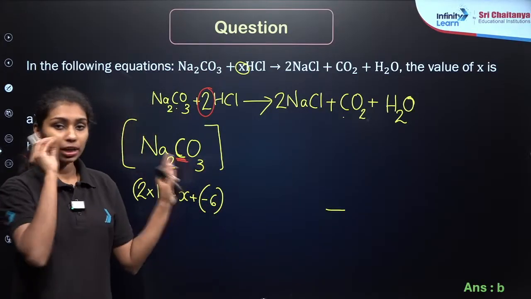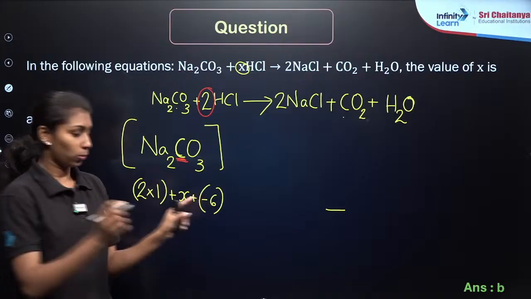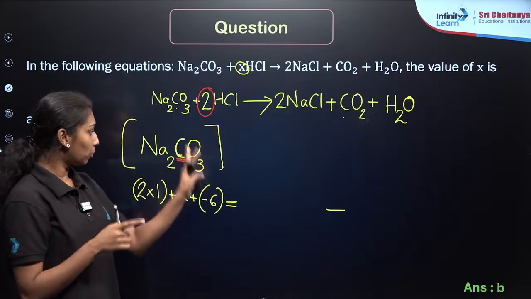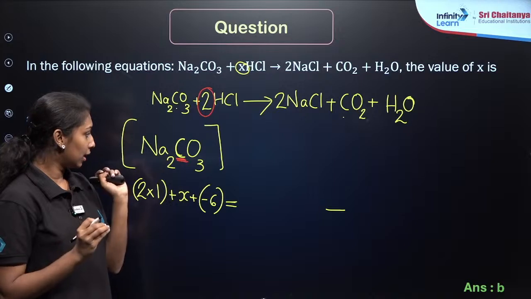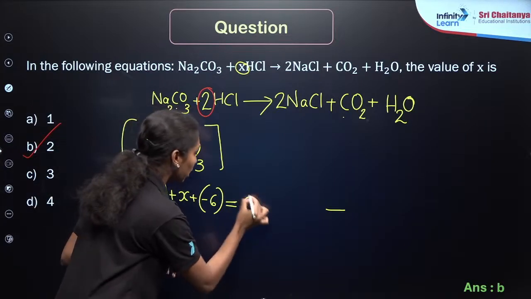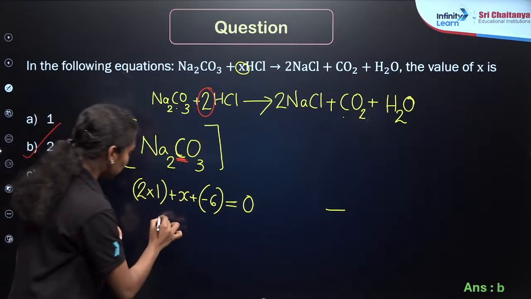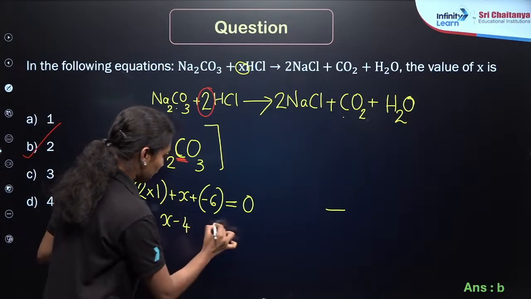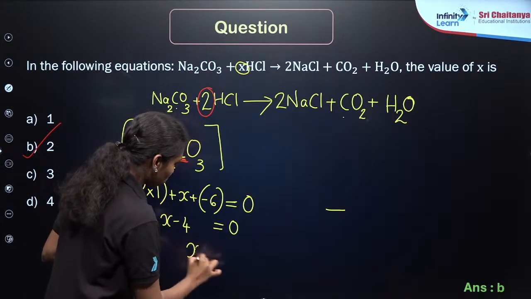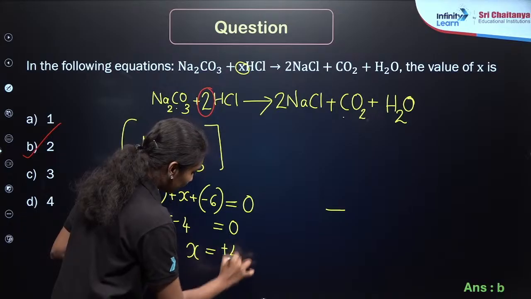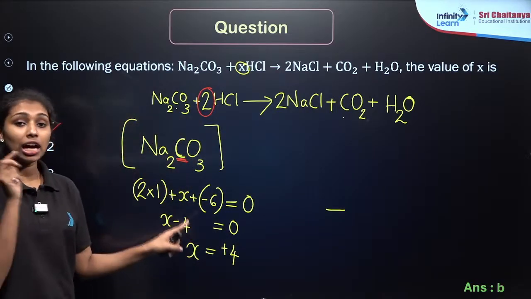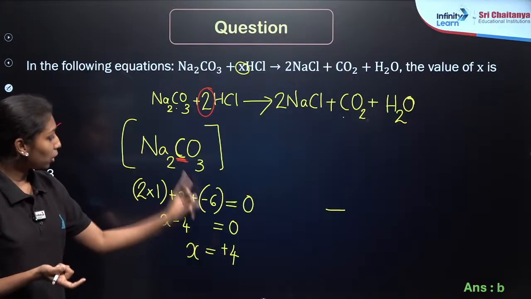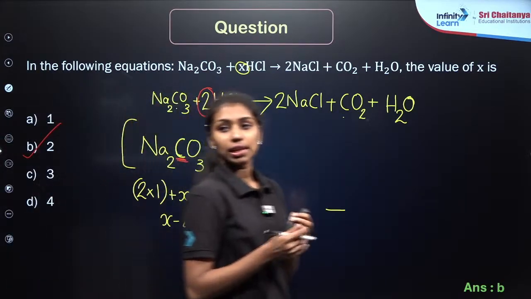In total, for a compound, it will be equal to 0. The total sum of the oxidation numbers will be equal to 0 for a neutral molecule because there are no charges given here, right? So I am taking it as 0 here. Now we just need to do the calculation. X minus 4 is equal to 0, or X is equal to +4, which means that in the case of Na2CO3, carbon is having the valency or oxidation number of +4. Is that clear?